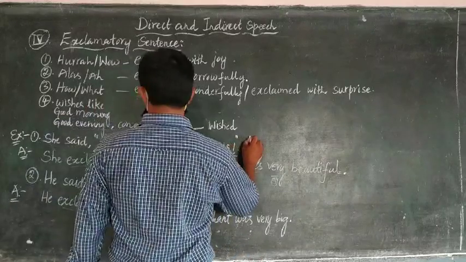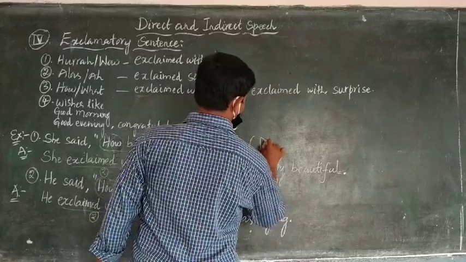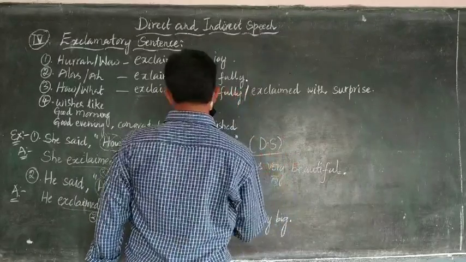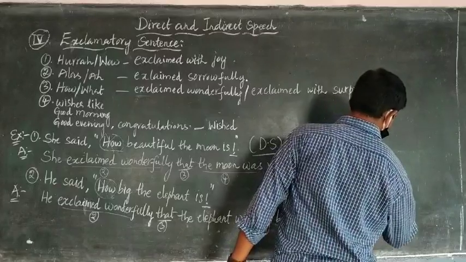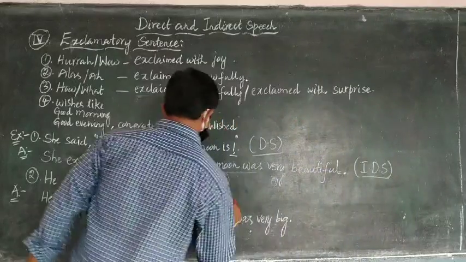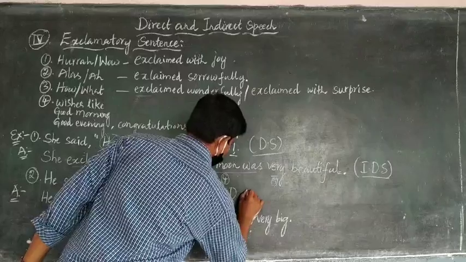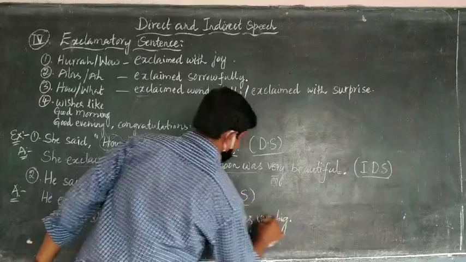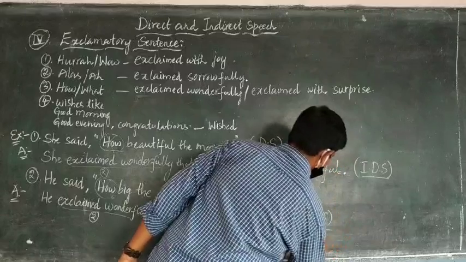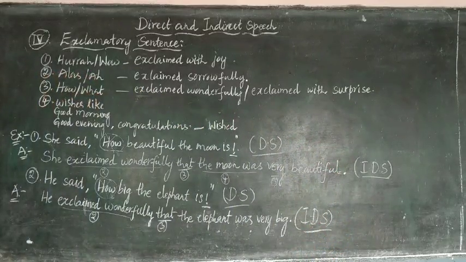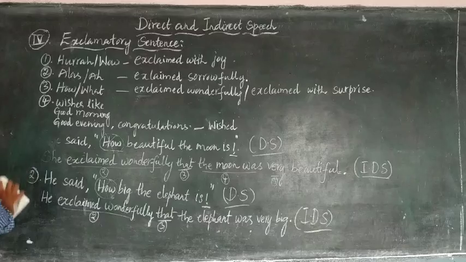So this is direct speech and this is indirect speech, and this is direct speech and this is indirect speech. Next, let us see the sentence that starts with what. Okay, let us see the sentence starting with what. Example number 3.